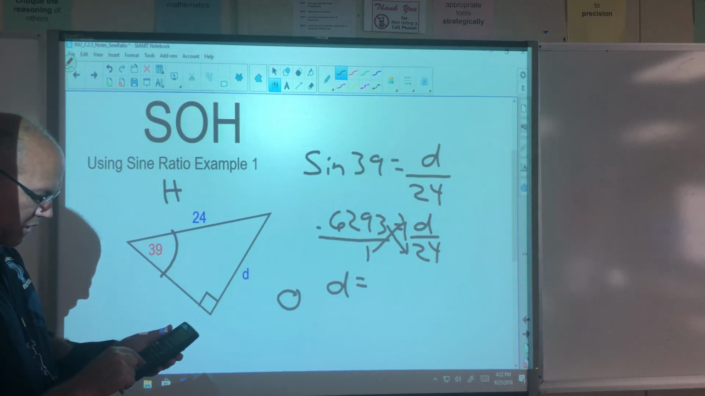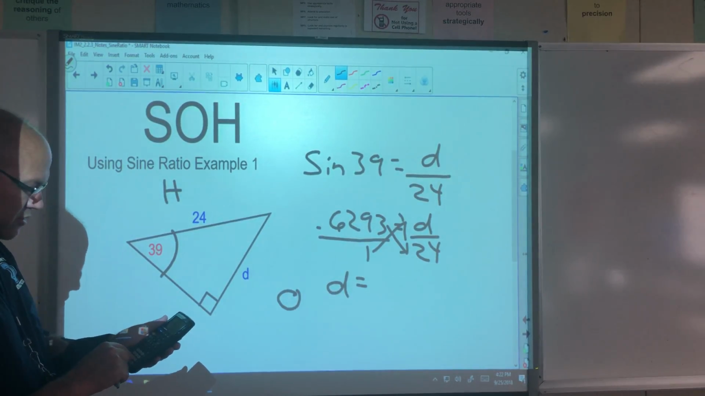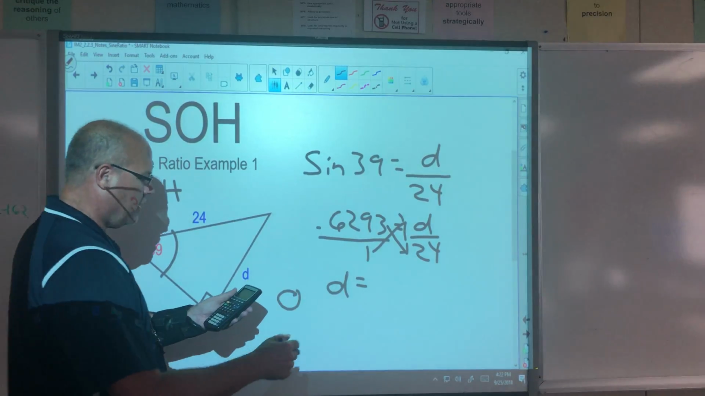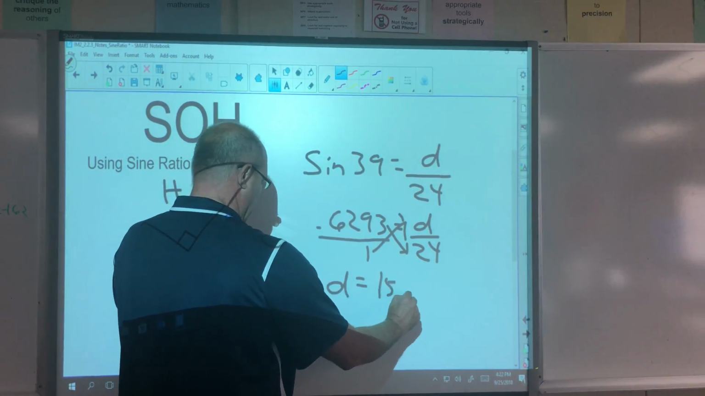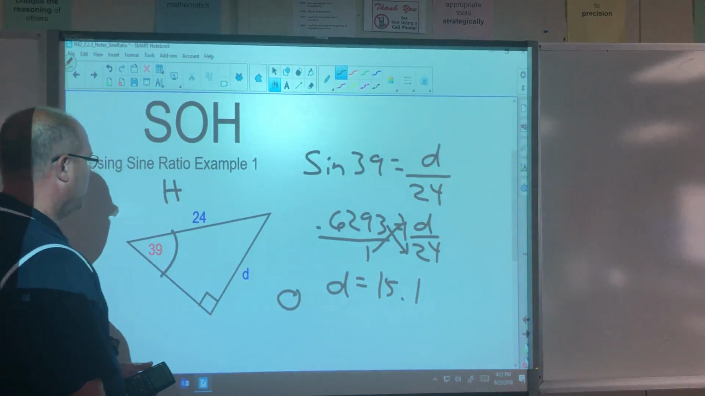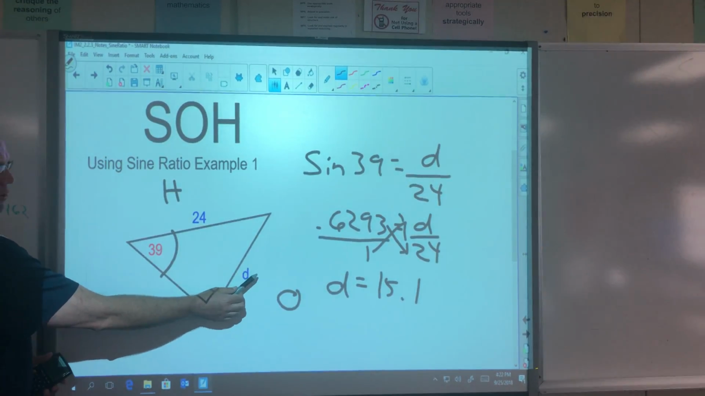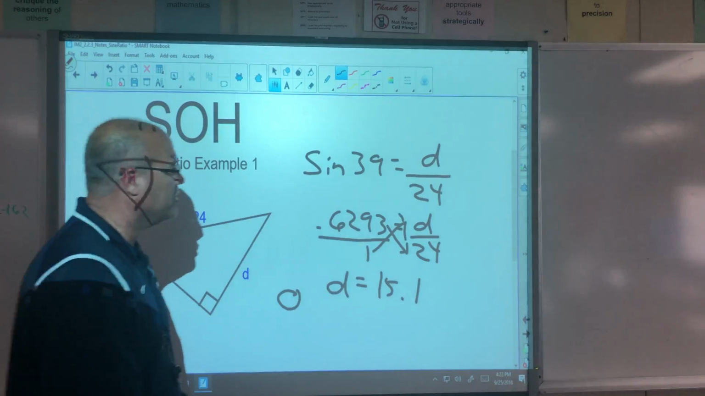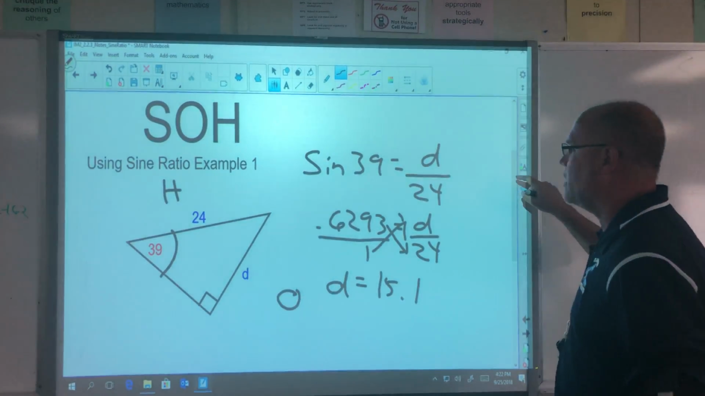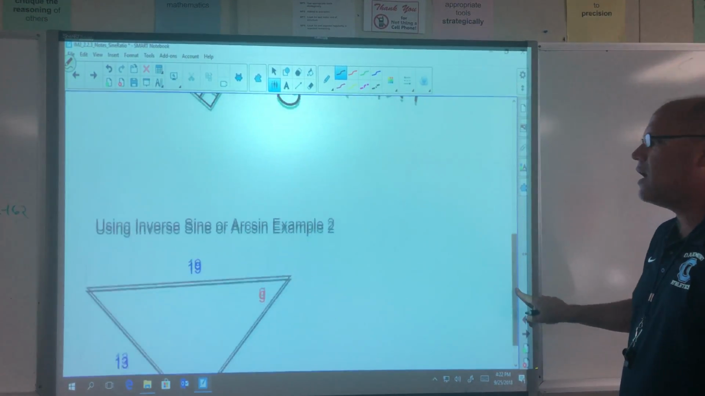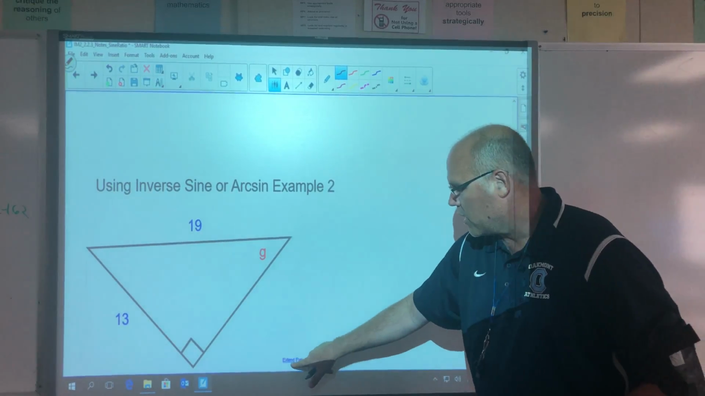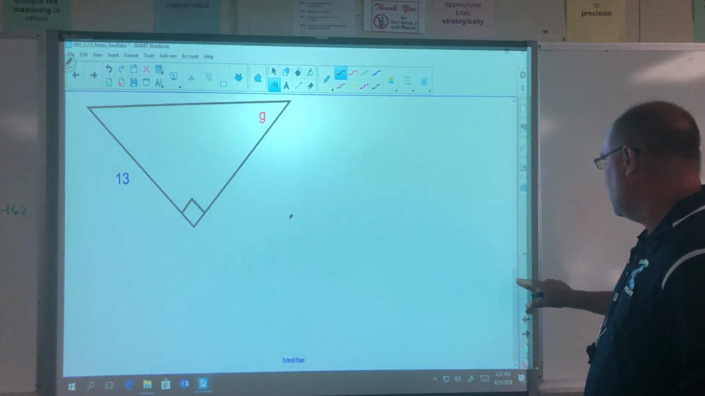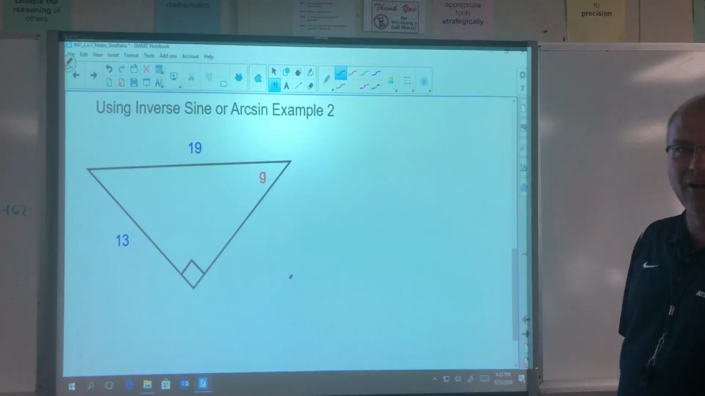So 24 times 0.6293 is going to be 15.1. So this would be 15.1. All right, and we know it should be less than the hypotenuse, which is 24. All right, so that's similar to what we did with tangent, just we had to identify the trig ratio as sine.